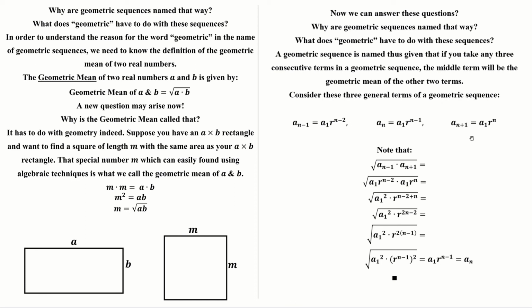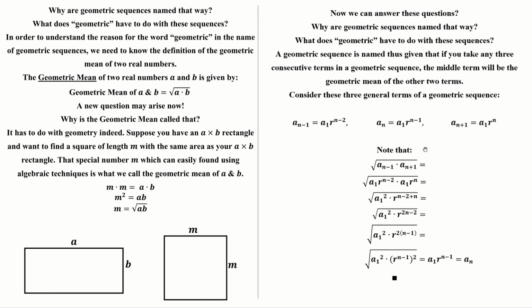And for the next term after an, we know it's going to be an plus 1, and that's going to be a1 r to the power of, what's 1 less than n plus 1? Just n, right? So here are three general terms of a geometric sequence.